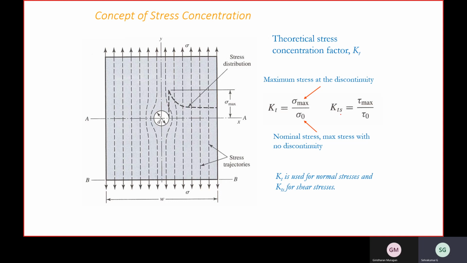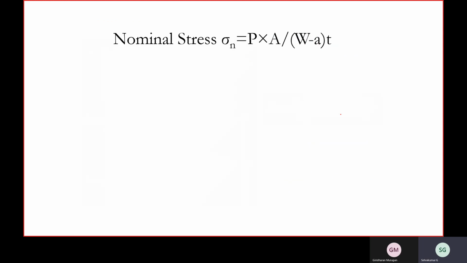Right. So for the nominal stress, the formula shown is P into A, applied force times area divided by (W minus A) into T. Actually, there is some mistake here. You should not consider this. It is supposed to be P, the force, the magnitude of the force, divided by (W minus A) times T. T is the thickness of the plate, A is the diameter of the hole, and W is the width of the plate. So this is the actual expression used to calculate the nominal stress.